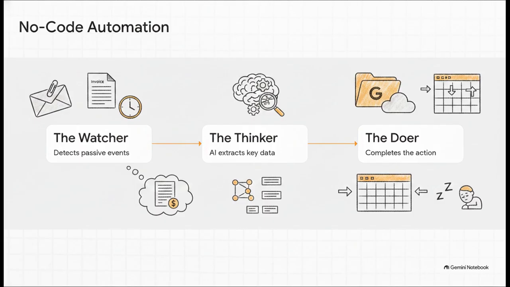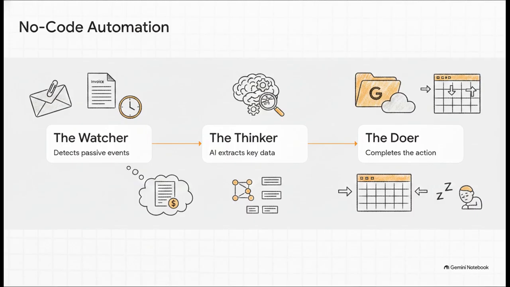The watcher detects a passive event, like getting a new invoice email. To interact with it, the agent relies on a screenshot action loop. It takes a screenshot of your screen and normalizes it into a 0 to 1000 coordinate grid. Then the thinker step predicts exactly where to move the mouse or what to type based on that specific grid. Finally, the doer executes the click. It can literally open an email, see the invoice, click to download it, open up your accounting software, and type in the data, just like a human would.